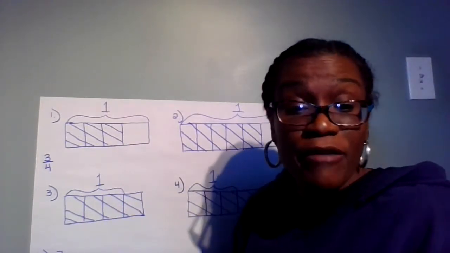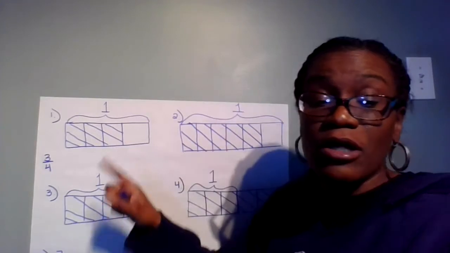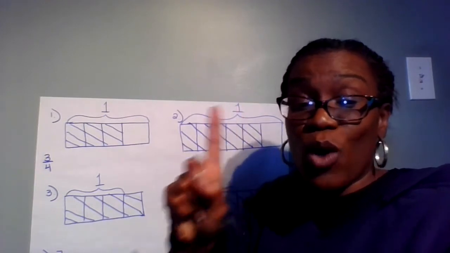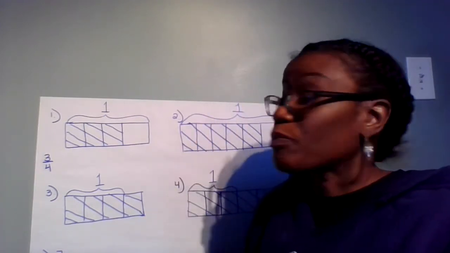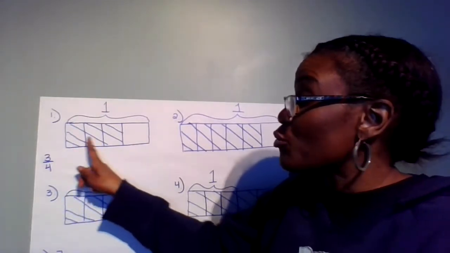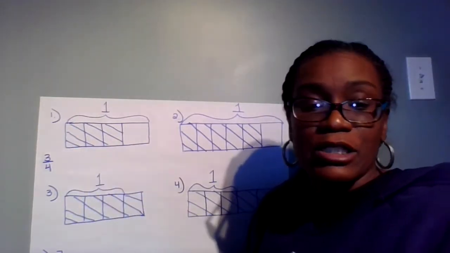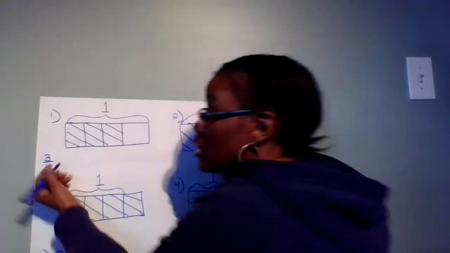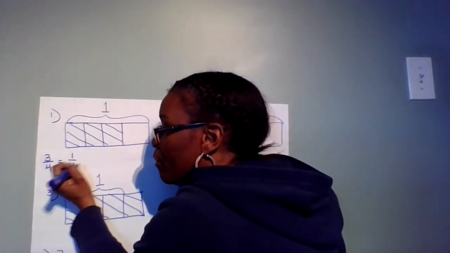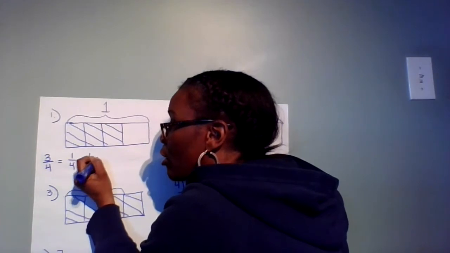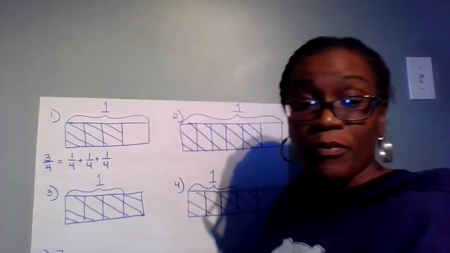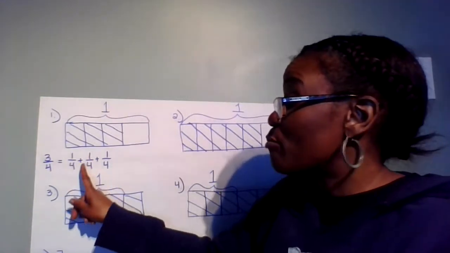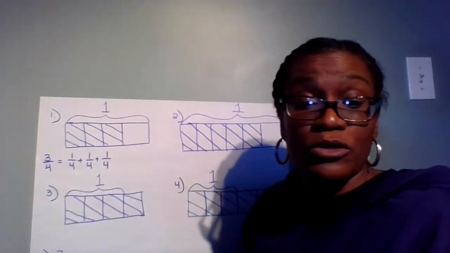Now, a unit fraction is one part of that fraction. I'll say that again. A unit fraction is one part of the whole. So, if we were going to take 3/4 and write it as unit fractions in an addition sentence, we would write 3/4 equals 1/4 plus 1/4 plus 1/4. 1/4 is a unit fraction. So 1/4 plus 1/4 plus 1/4 equals 3/4.